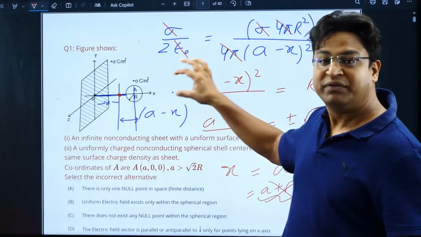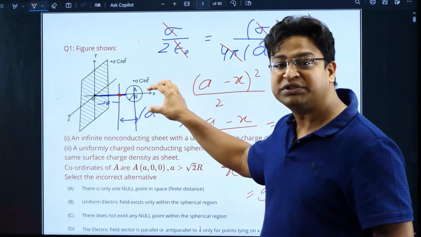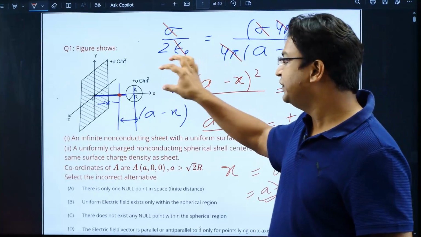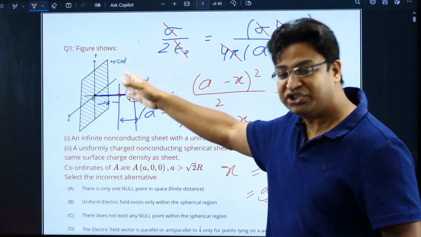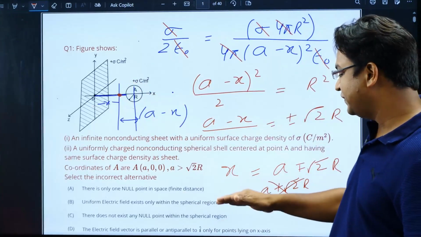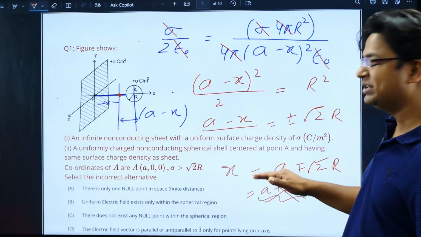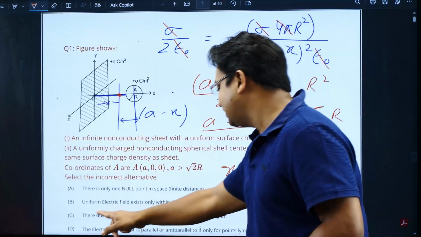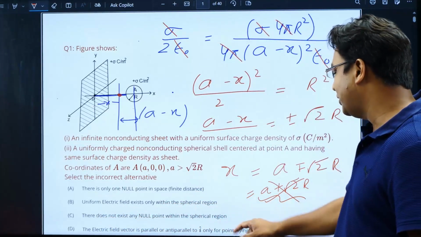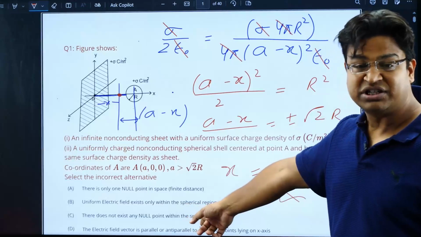Within the sphere, the contribution from the sphere will be 0, and therefore within the sphere we are going to get a uniform electric field, and that will be the field produced by the infinite sheet. So uniform electric field exists only within the spherical region. Again this is correct, and therefore this is not the answer. Then, there does not exist any null point within the spherical region. Again this statement is correct.